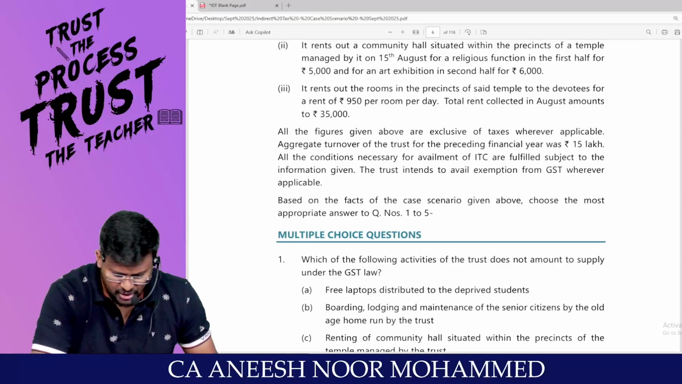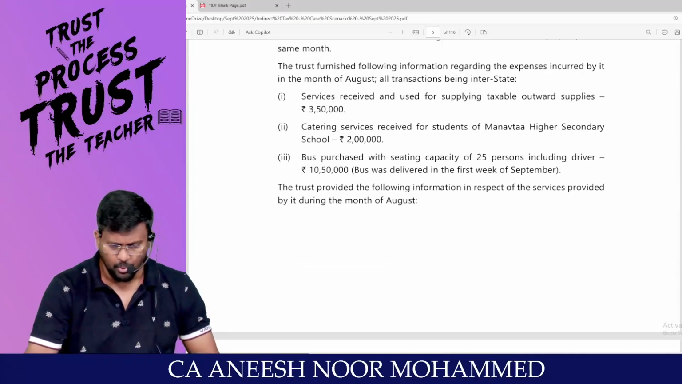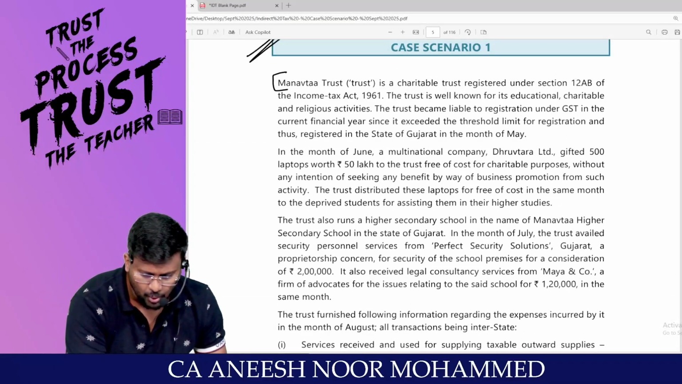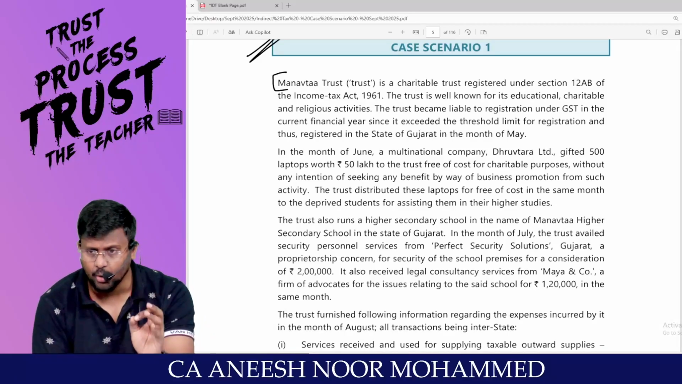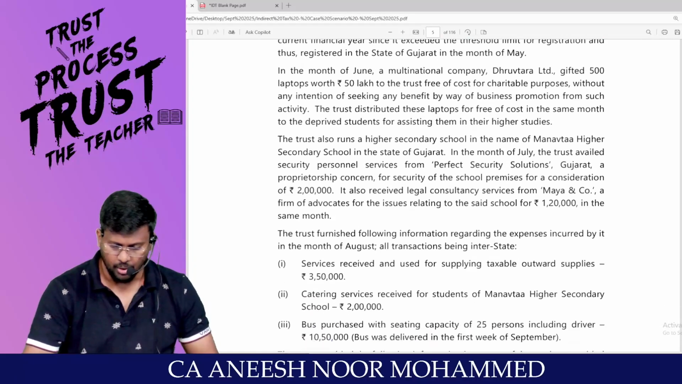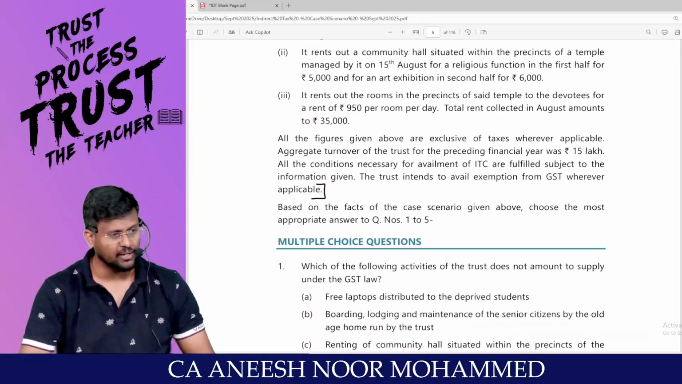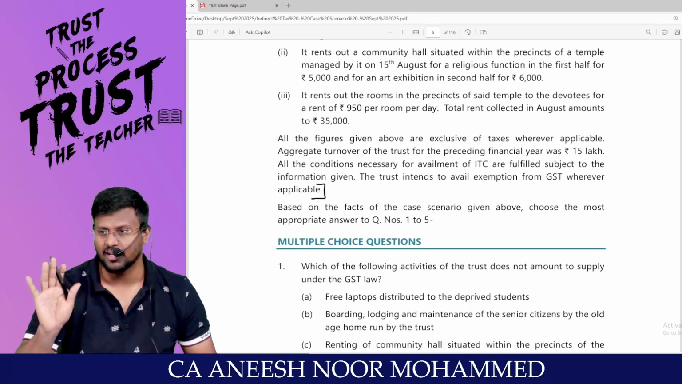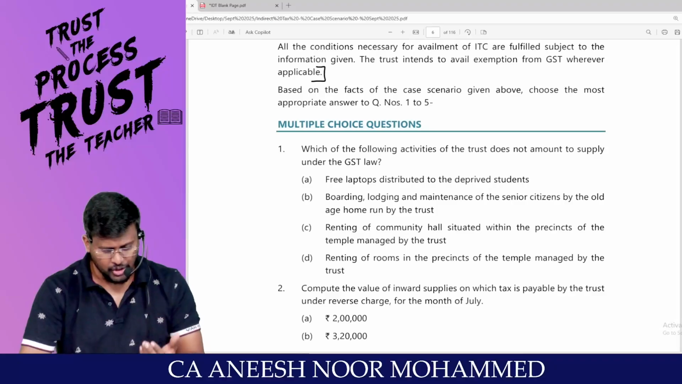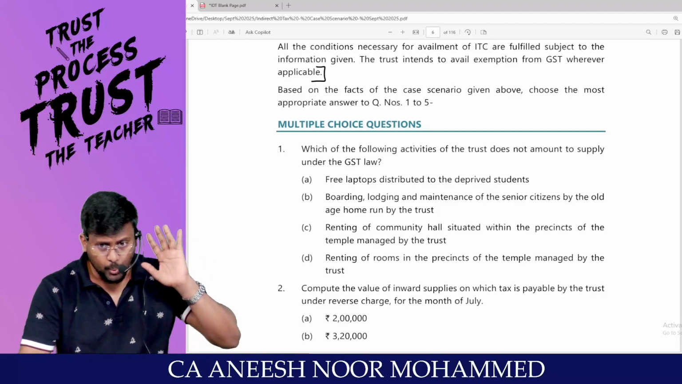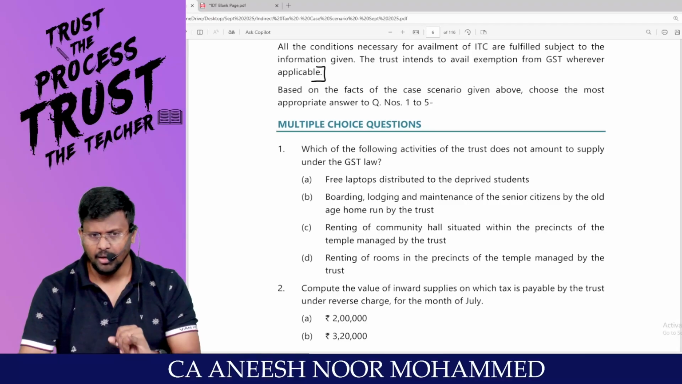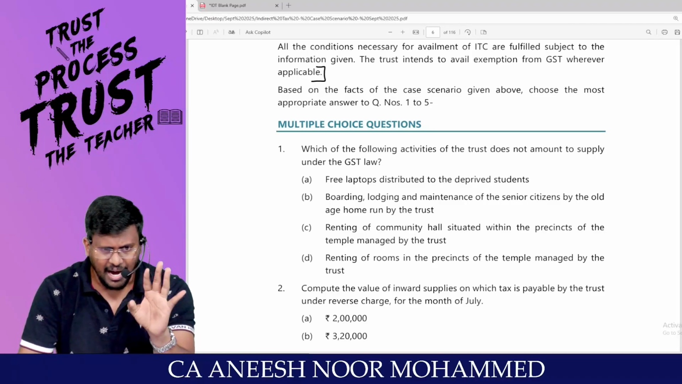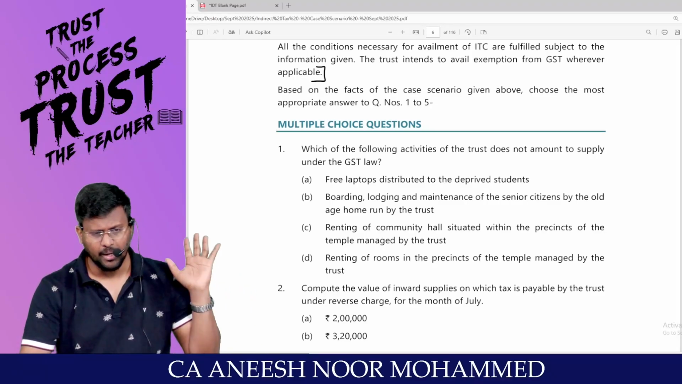Sir, this much is the length of the case scenario. Look, one case scenario runs for this much. How to read the case scenario, how to solve the case scenario? Don't read the case scenario first. That is how you have to read a case scenario. Read the question first. Read the question first. Any subject, Advanced Accounting, Law, DT, IDT, read the requirement.